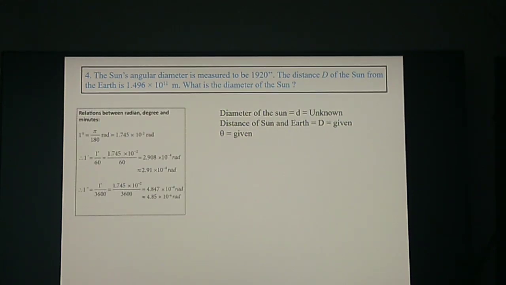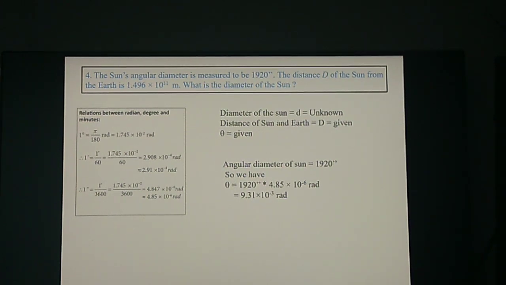So what are you supposed to do? You are supposed to convert that theta into radian. So again, look at this relationship. Angular diameter 1920 second into 4.85 into 10 raised to minus 6. So you are getting theta in terms of radian, which is 9.31 into 10 raised to minus 3 radian. Correct? Again, small d, that is the diameter of the sun, is nothing but angle into the distance.